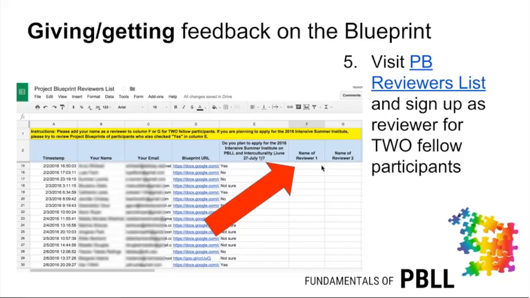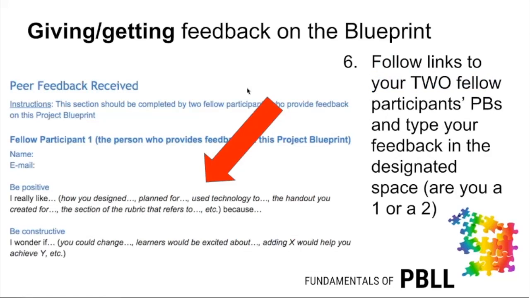Once you've put your name into that slot, then you can use this link to click through to that project blueprint to give feedback in the designated area. Now, the designated area is peer feedback received. If you're reviewer number 1, if you put your name in the slot project reviewer 1, then you're going to type your feedback on the document in this place, fellow participant 1, the person who provides feedback for this project blueprint. You're going to actually put your name and email right in their project blueprint document, and you're going to be positive and constructive, giving feedback to their project blueprint.